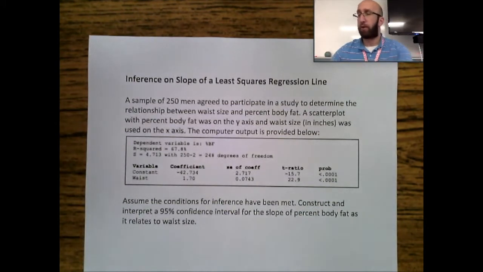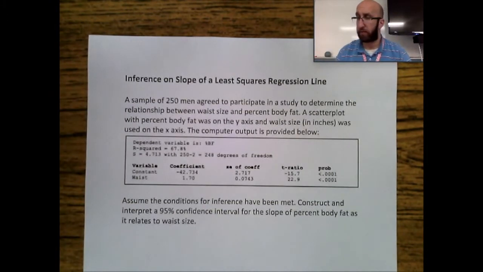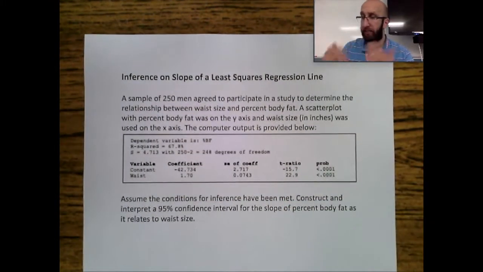So we're going to jump into the problem and read it first, and then we'll talk about what exactly we're doing here. A sample of 250 men agreed to participate in a study to determine the relationship between waist size and percent body fat. A scatter plot with body fat on the y-axis and waist size in inches on the x-axis was used. The computer output is provided below.